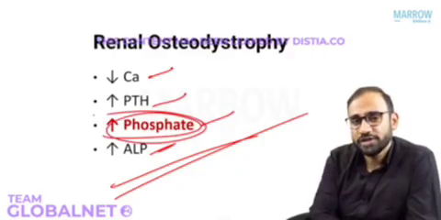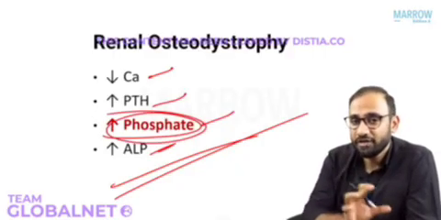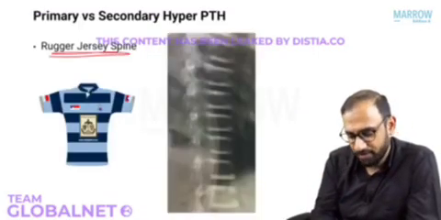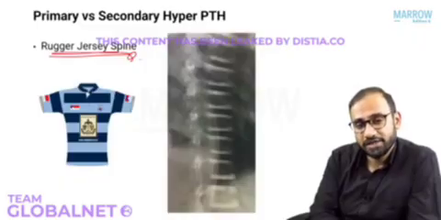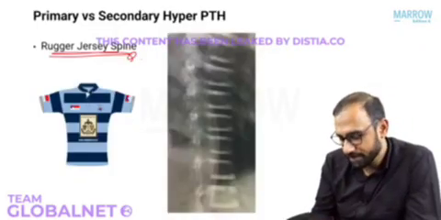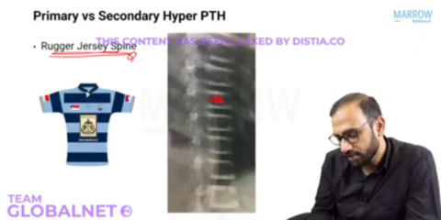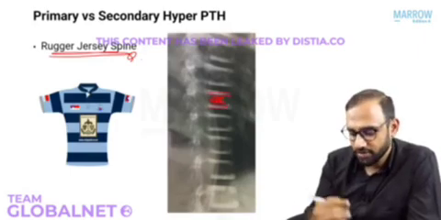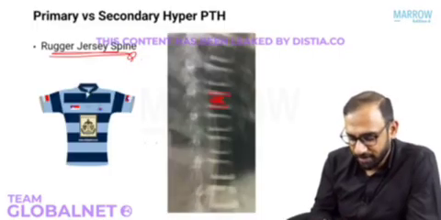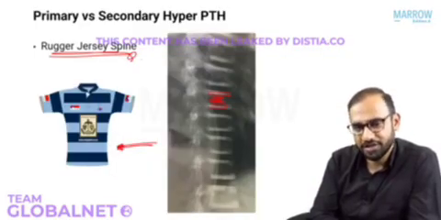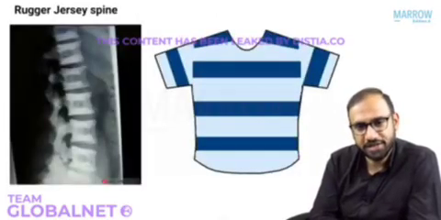And there is only one radiological finding that you need to remember for renal osteodystrophy. It is called Rugger-Jersey spine. Please remember this. This is direct MCQ. Rugger-Jersey spine. You will notice that there is destruction of bone just under the end plates. So the end plates will appear more dense or sclerotic compared to the vertebrae. So this looks like Rugger-Jersey spine. These are the t-shirts of rugby players who wear this jersey. It's called Rugger-Jersey. Okay. So Rugger-Jersey spine.